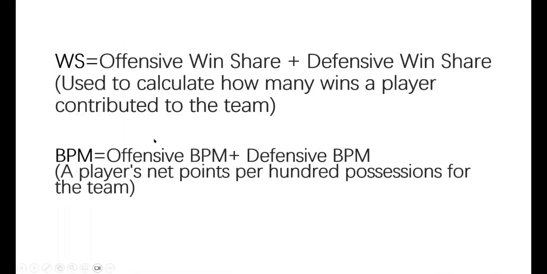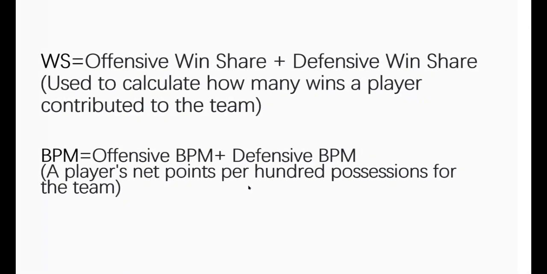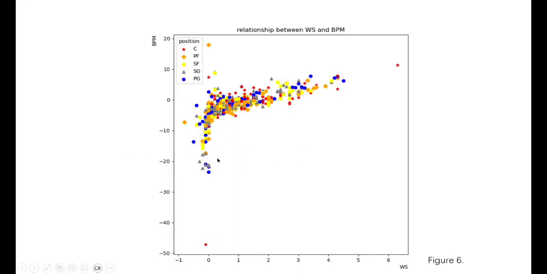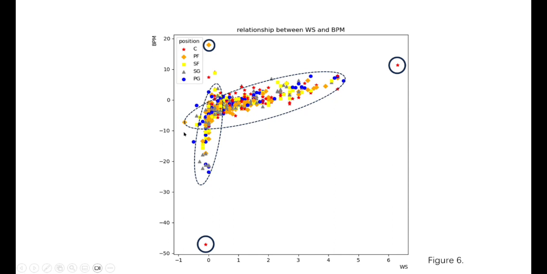We start with WS and BPM. I give some brief here to let you know there are some accepted advanced stats. It's evident that all players follow two types of distribution. One cluster shows a linear correlation between the two metrics, while the other cluster shows a scattered BPM distribution with WS close to zero.